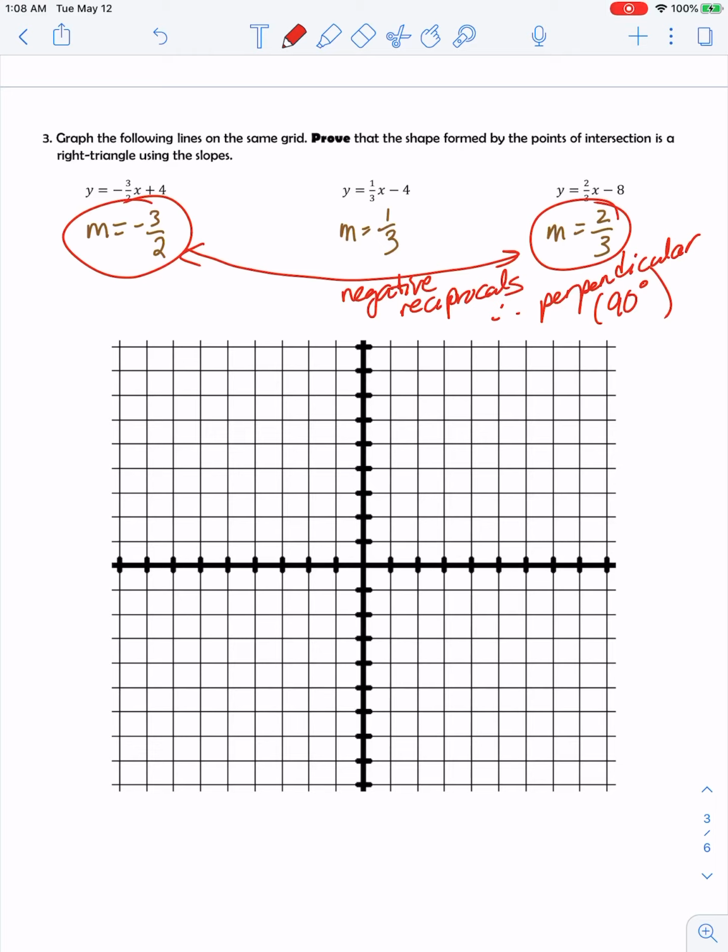which means it's going to have to be a right angle triangle. So the first line has a y-intercept of 4 and a slope of -3/2. So down 3, right 2. Remember that negative sign either goes with the 3 or with the 2. It doesn't go with both. So down 3, right 2. Or up 3, back 2. All right, there's that line. Not doing a very good job. Okay, there's that one. It's line number 1.